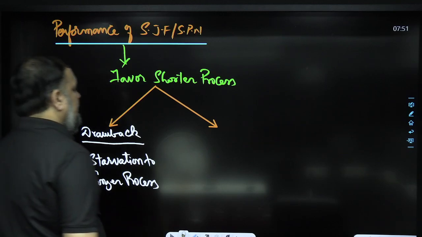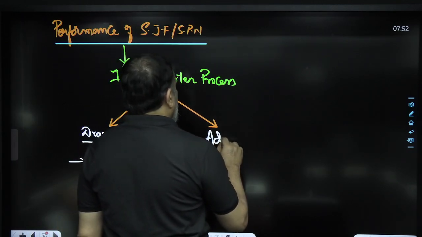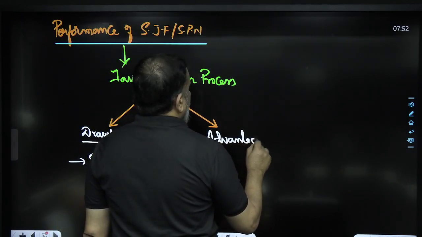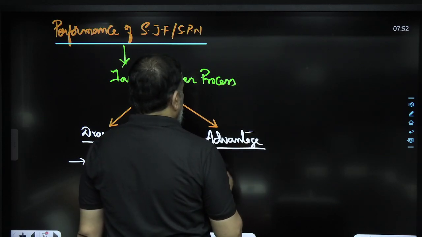But boys and girls, there is an advantage of favoring shorter processes. I hope you understand. The advantage is it is going to maximize the throughput.